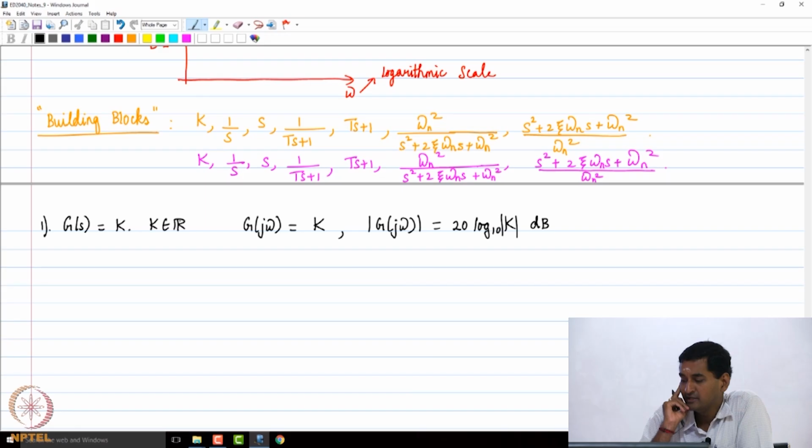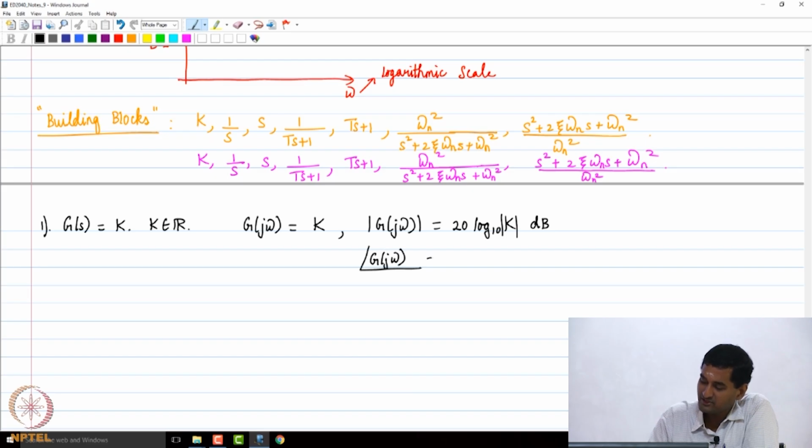Good point. He is saying, why don't you consider 1 by s plus a, for example? You can have factors like this. How come you are making the constant term 1? You can always rewrite a given transfer function in this form. I am going to show it to you. First, let's learn the building blocks, then we will do examples. So let's say we take k to be some real number. g of j omega is going to be k, and the magnitude of g of j omega is going to be 20 log of the absolute value of k in decibels. What can you say about the phase of g of j omega?